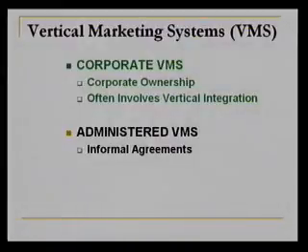The second type of VMS is administered. An administered VMS has informal agreements linking the channel members together. They understand that the best way to hit their profit objectives and to satisfy the ultimate customer is to work together. Instead of each having their own objective and working independently, we want to integrate our decision making and our planning and our forecasting. However, there's no contract linking them together to do this. It's an informal agreement. So it means a lot of cooperation, a lot of communication, a lot of sharing of information, which is not something companies like to do naturally.